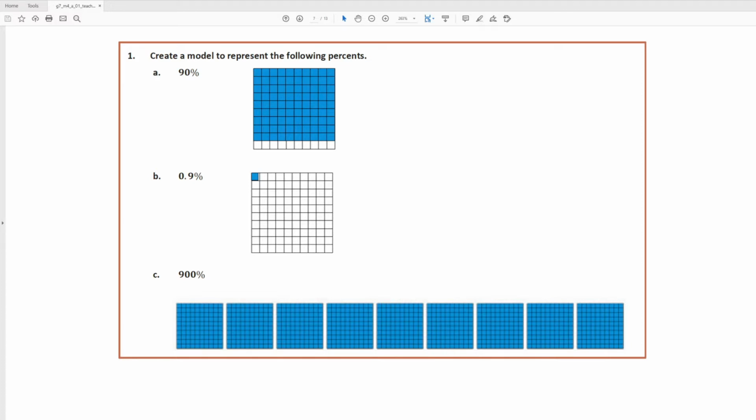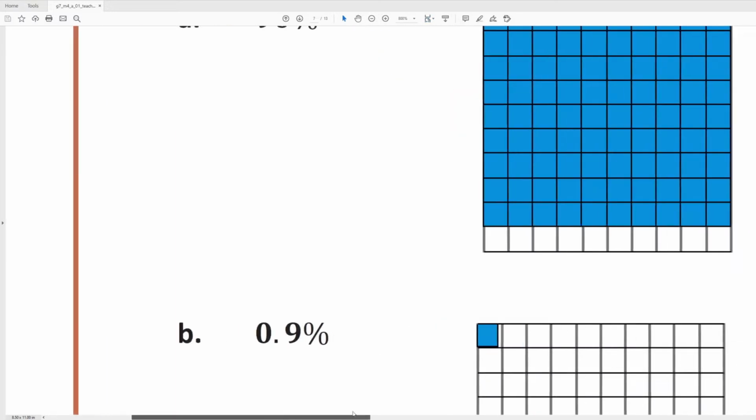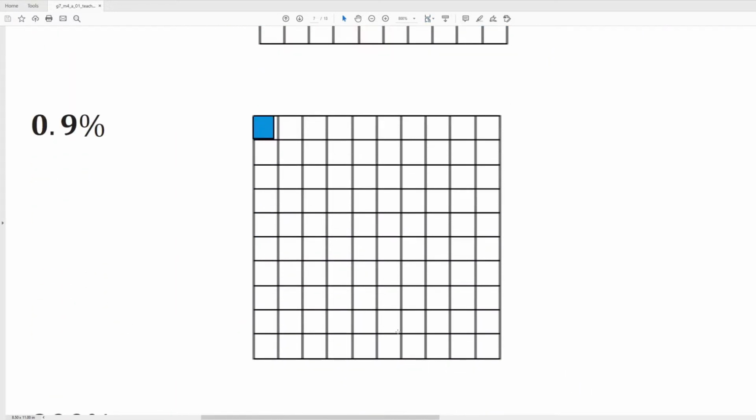Let's see if we can zoom in on this guy. There we go. Okay, so we have 100 boxes, and our percentage is not quite at 1%, so we shouldn't have a full box filled in, and we don't, which is good.